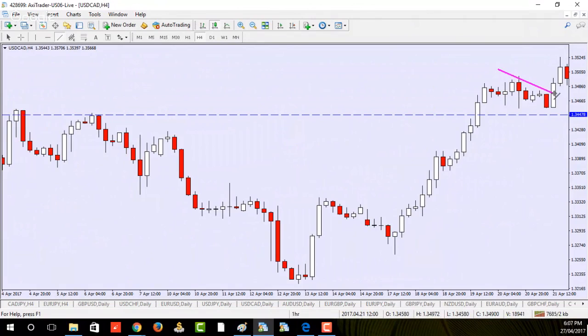So a retrace move here, blasted through it. We also had a retrace move here, but it was really brief. Whoops. Gotta delete that. This was the other retrace move right here. And it blasted through that.